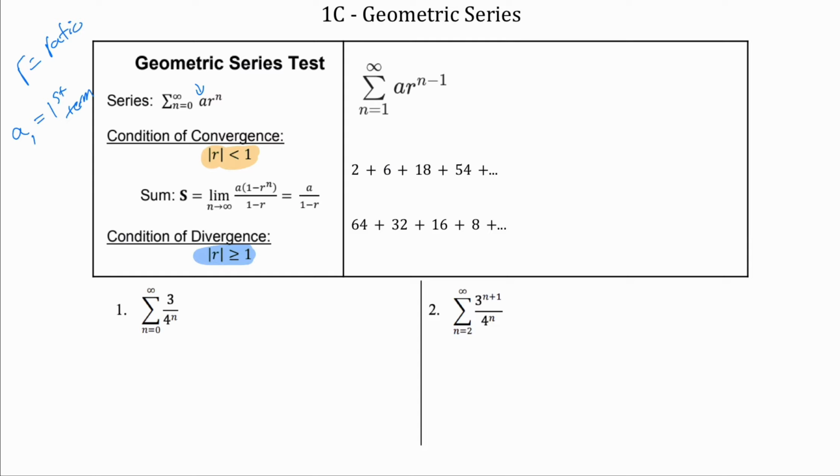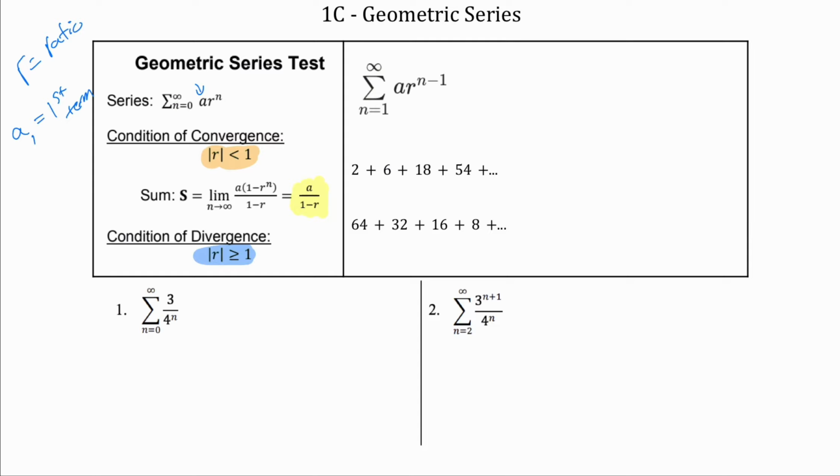The other thing that's fun about a geometric series is that if it does converge, we can actually find its sum. Its sum is going to be equal to the first term divided by 1 minus the common ratio. Keep in mind also, as you're working through these, that geometric series can be raised to the n minus 1, or they can be raised to the n. Typically, that nth exponent signifies that we're dealing with a geometric series.